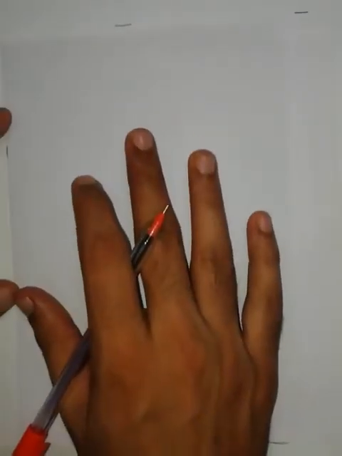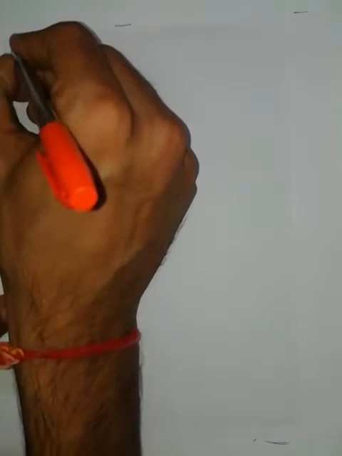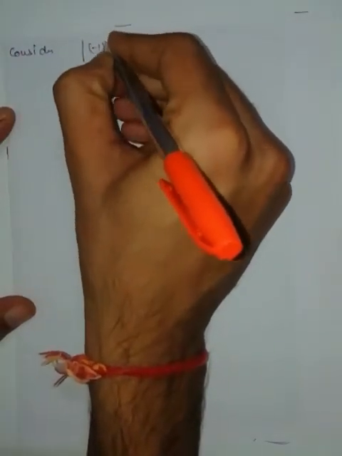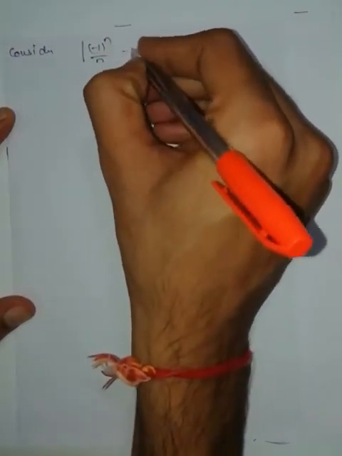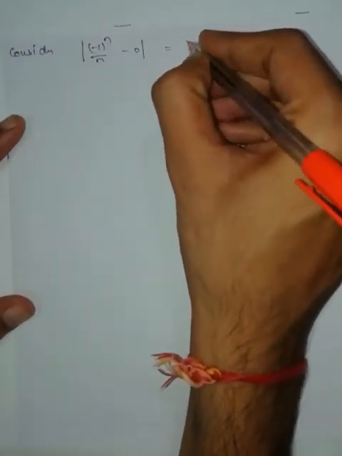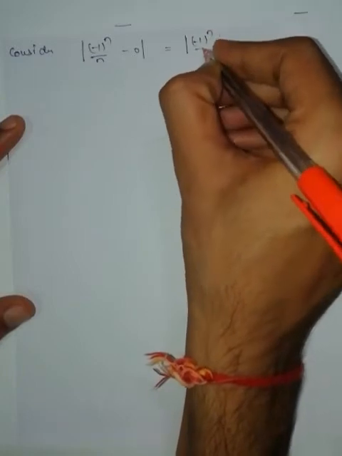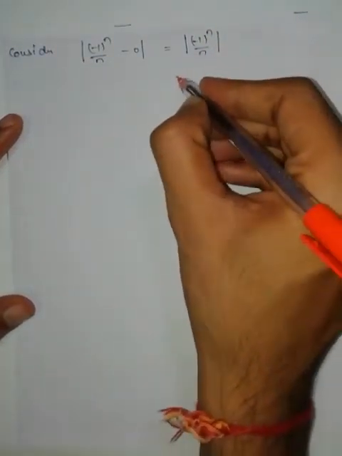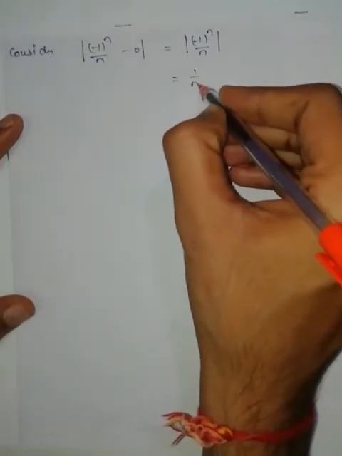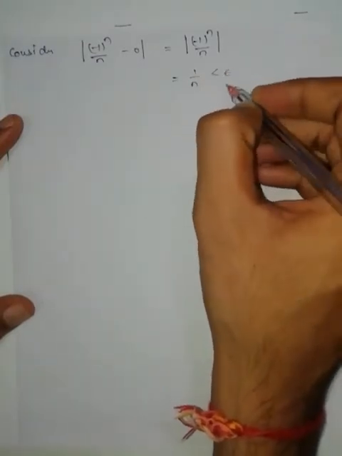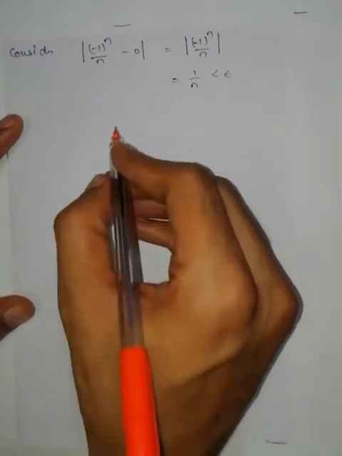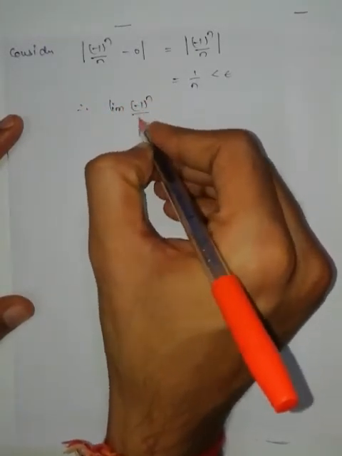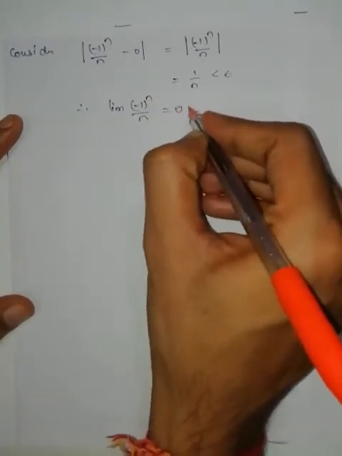Now, consider modulus of minus 1 to the power of n by n minus 0. This I can write as modulus of minus 1 to the power of n by n. This is nothing but 1 by n. Therefore, 1 by n is less than epsilon. Just now we got, therefore, limit of minus 1 to the power of n by n is equal to 0.